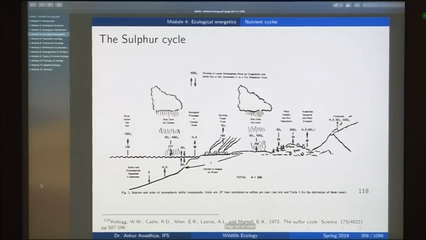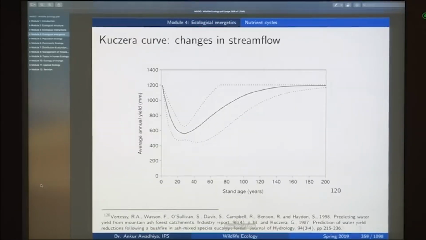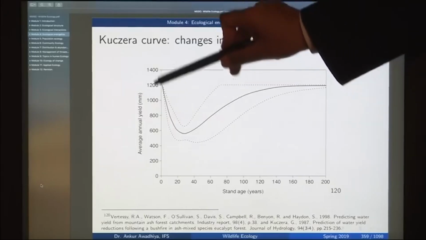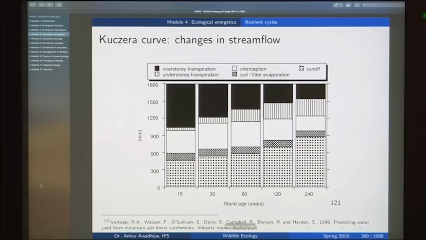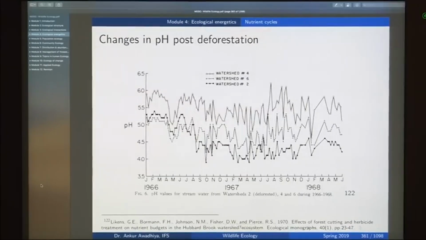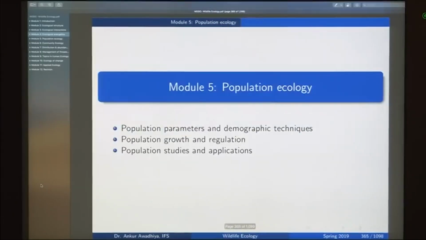Then the water cycle, phosphorus cycle, sulfur cycle, and then we looked at the impact of humans, especially the Hubbard Brook curve. So, if the plants are taken out, if you have large scale deforestation or a large scale forest fire, the amount of water that will be flowing in your streams will go down, and then it will slowly start increasing and will take a very long period of time to reach back to its original levels. Then we looked at changes in pH and changes in the concentration of different nutrients in the water bodies.